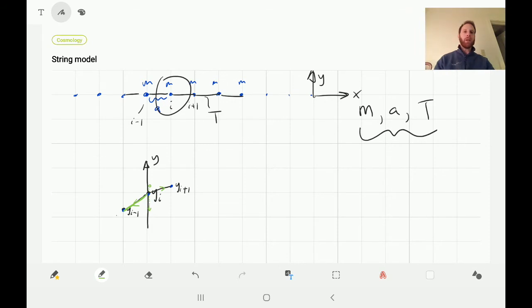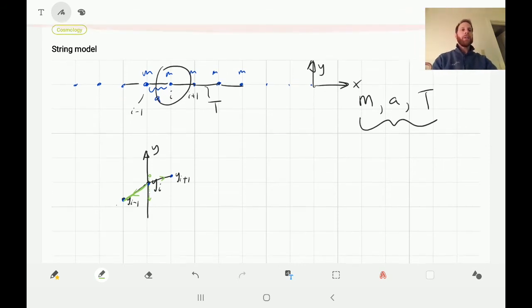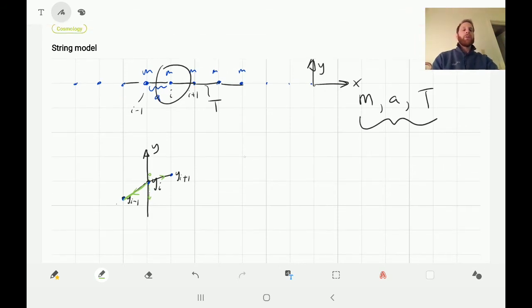So let's zoom in on this one. We're going to talk about the force on i from the i minus 1th mass. And we'll do the same thing for the i plus 1th mass. That'll be easier to do once we've worked out the kinks here.